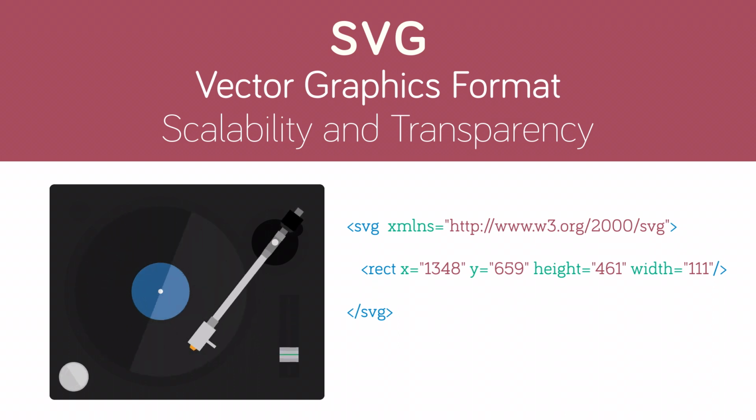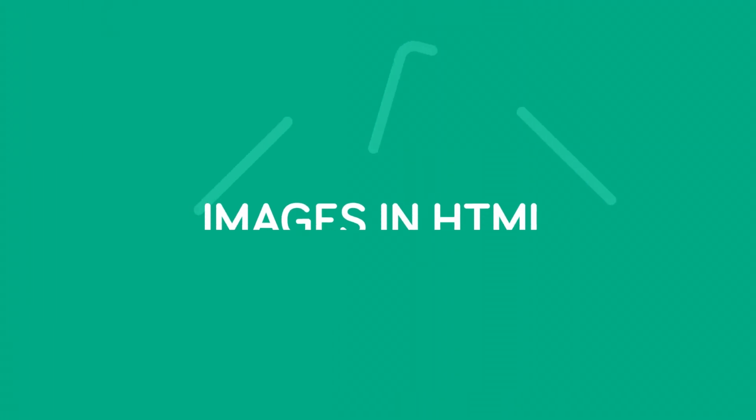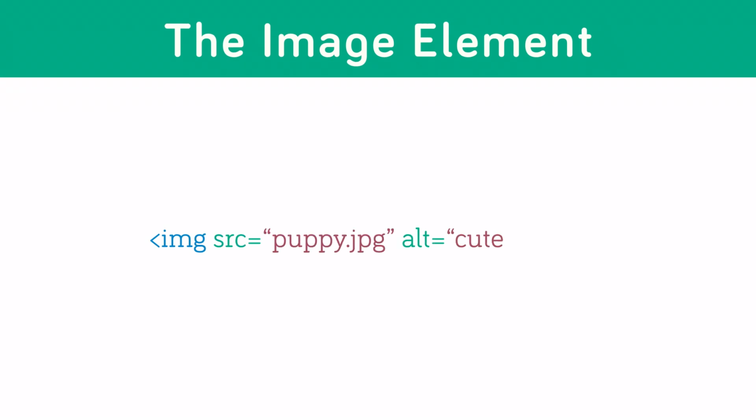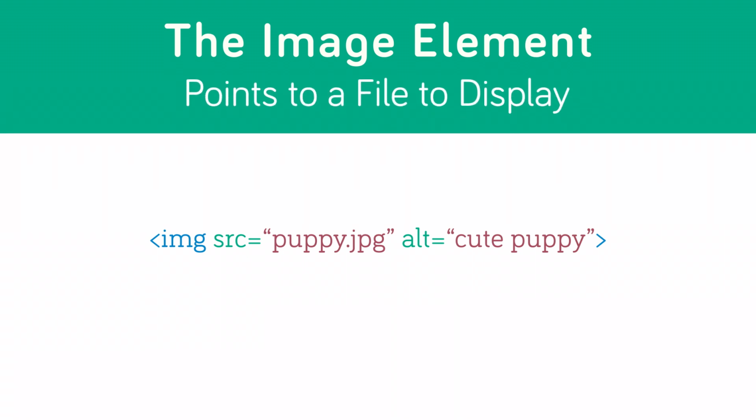Now that we've talked about what kind of images can be used on a web page, let's turn our attention to how to use them on a web page. The most common way to use an image in HTML is to use the image element. Basically, this element references a specific image file and tells the browser, "Hey, show this image." The tag for this element uses the abbreviation IMG. Note that this is a self-closing HTML tag and doesn't require a separate closing tag.